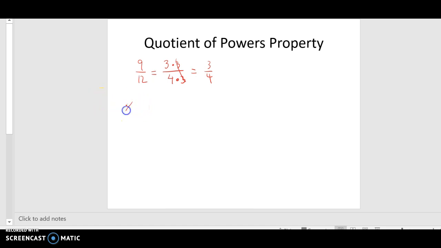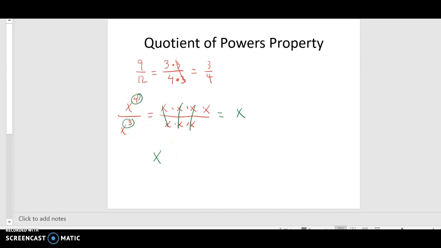Now, what happens if I had something like x to the fourth over x to the third, right? Well, if I expand x to the fourth out, that would be x times x times x times x over x times x times x, right? And now I look, these x's cancel out, these x's cancel out, these x's cancel out, and they leave me with just x.